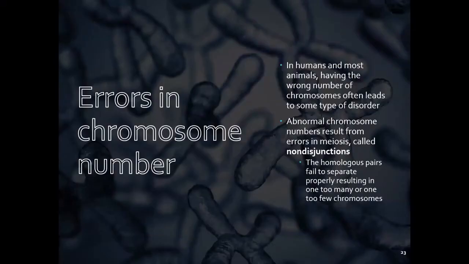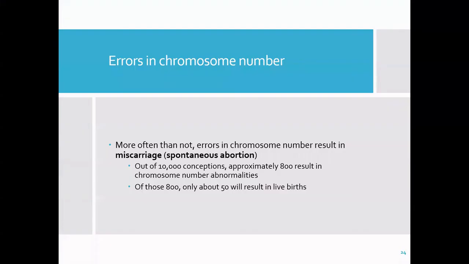We can also have errors in chromosome number. In animals and most humans, having the wrong number of chromosomes leads usually to some type of disorder. Abnormal chromosome numbers result from errors in meiosis called non-disjunctions, where the homologous pair fails to separate properly, resulting in one too many or one too few chromosomes. More often than not, errors in chromosome number result in miscarriage, also known as spontaneous abortion. So, usually out of 10,000 conceptions, approximately 800 result in chromosome number abnormalities, and only about 50 will result in live birth.